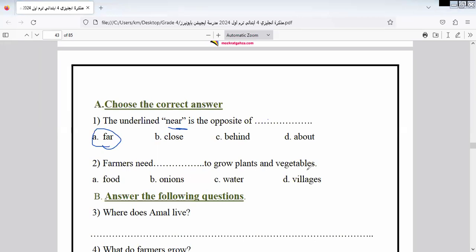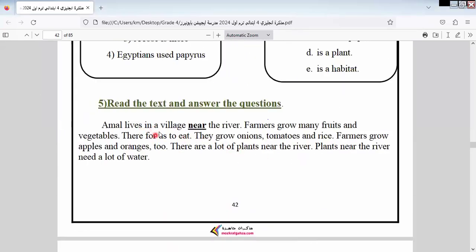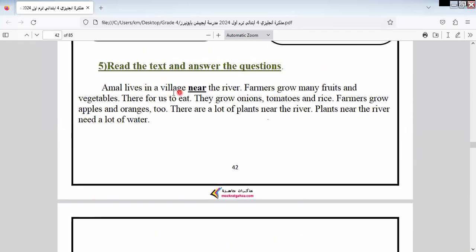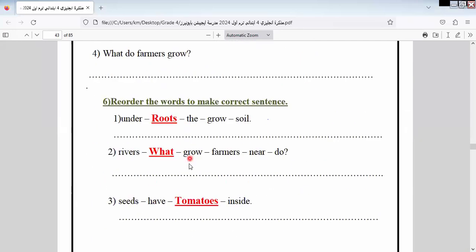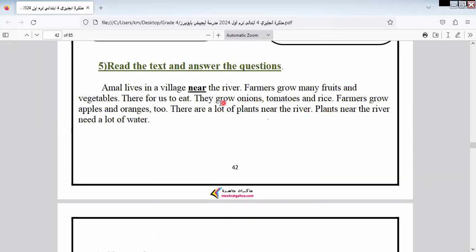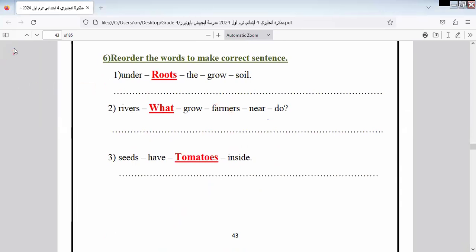Farmers need space to grow plants and vegetables. Let's go to another one here. Where does Amal live? Amal lives in what? In a village. So the answer will be Amal lives in a village. This is the answer of this question. Let's go to another one. What do farmers grow? Farmers grow onions, tomatoes, and rice. Okay, this is the answer of number 4 question. Let's go to another one here.